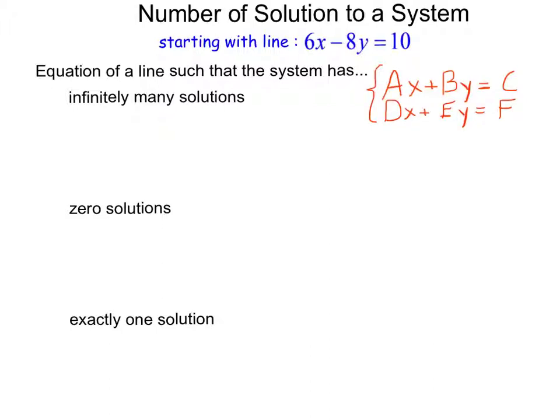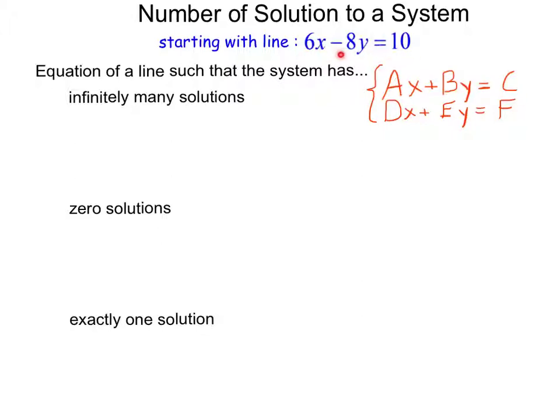We're going to have two such lines, and we want to know how they interact, and what that relationship between the A, the D, the B, the E, the C, and the F has to be, such that we'll get our different solutions and types of solutions. So the first one is infinitely many solutions. We're going to do this as the example up here.